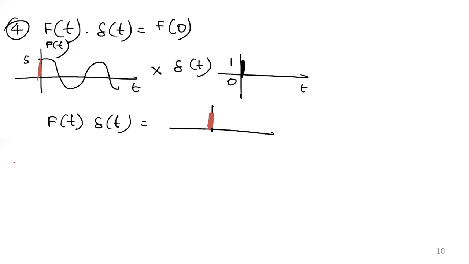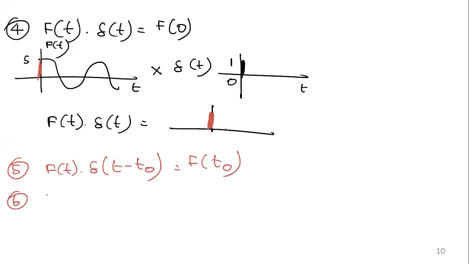And the fifth property: f of t into delta of t minus t naught, if it is shifted, like if it is at some point here, how will it happen? It will be f of t naught. Logically, you might have understood that.